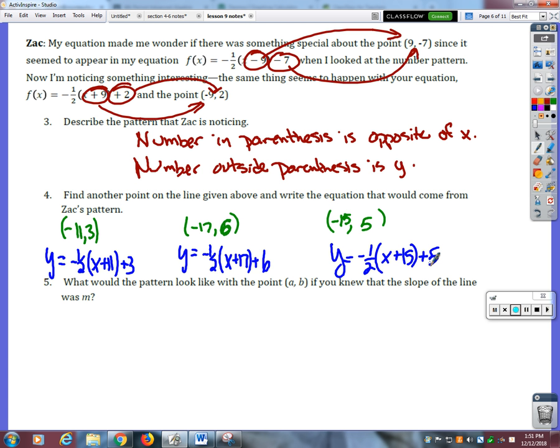Okay, and then we'll just wrap it up with this. What would the pattern look like with the point a, b? So just any old point. If you knew that the slope was m, it would be y equals m, because that's the slope, times x. If this is positive a, we're going to go negative a plus b. Okay? So that is just a little different way to write the equation of the line, and we will work more on that. This seems a little easier, yeah. We'll work on that tomorrow.